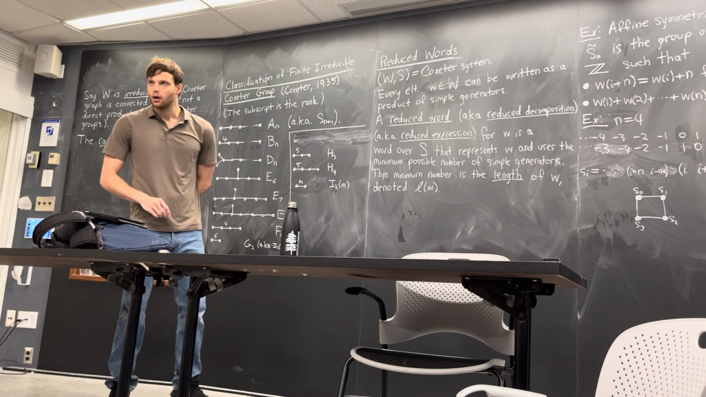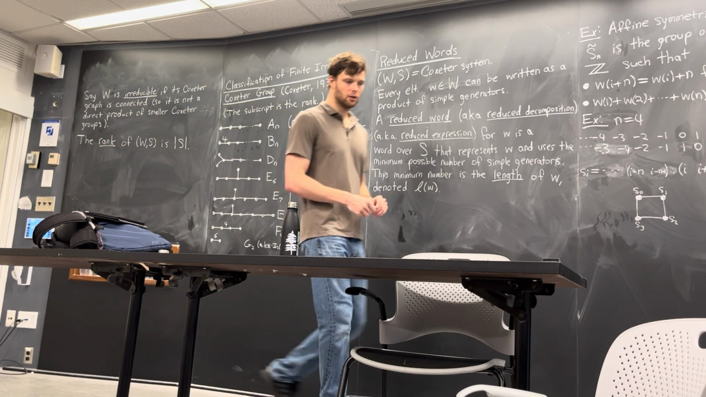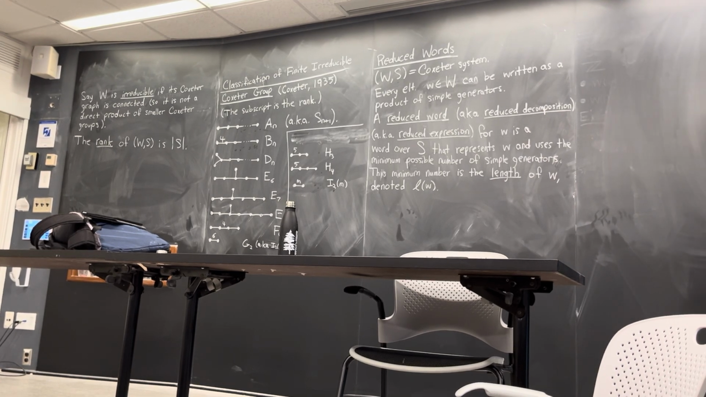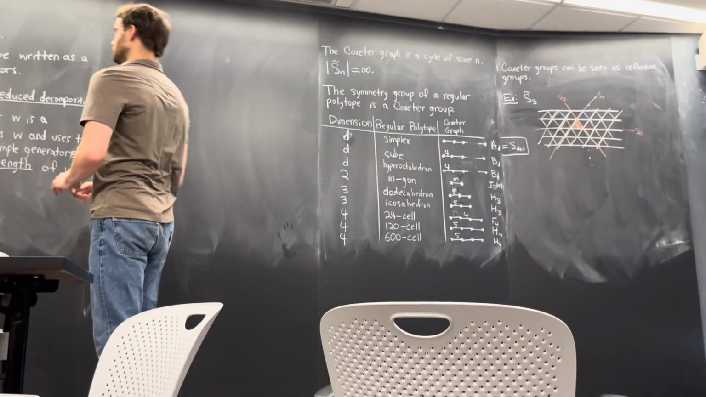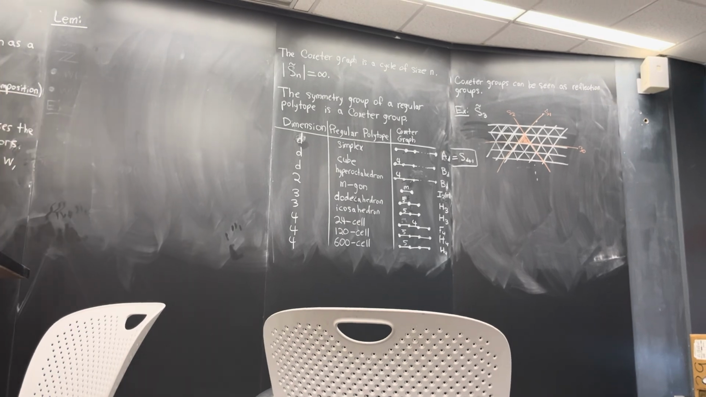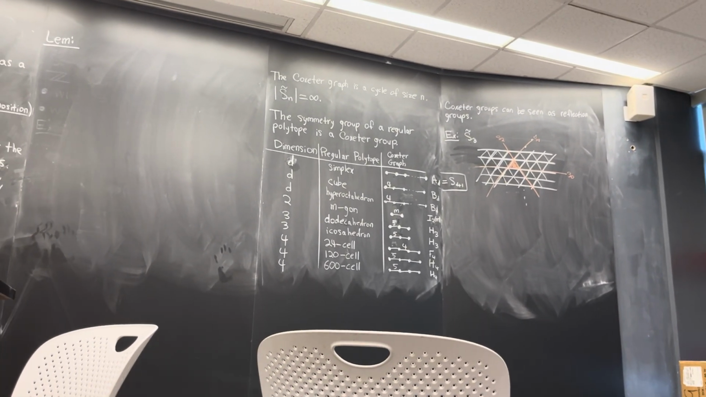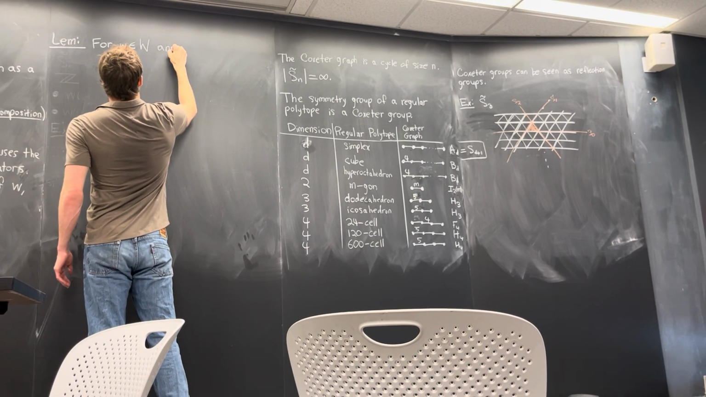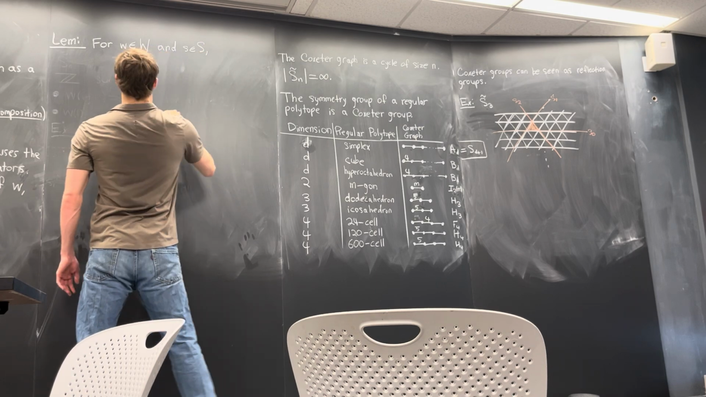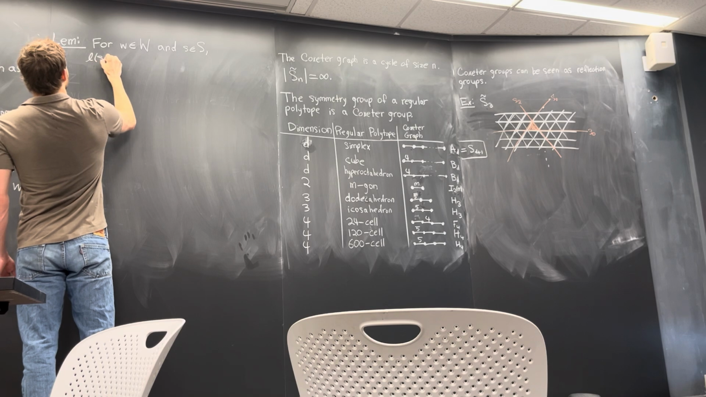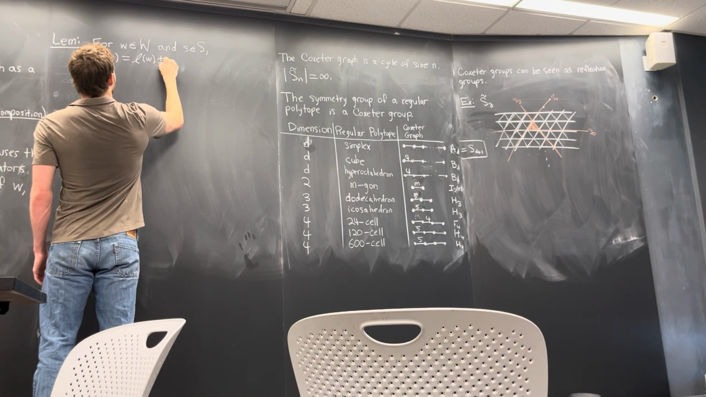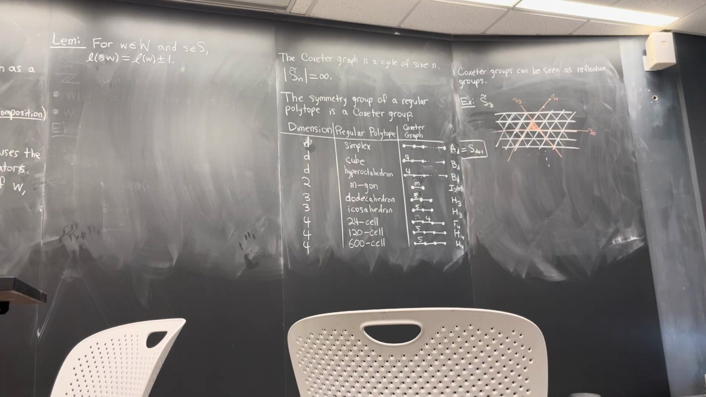So let me state a lemma. So now I guess we're actually starting to prove things. So if you take any element w in W and any simple reflection s, you can look at the length of s times w. And this will be the length of w plus or minus 1. So in other words, when you multiply some element by a simple reflection, the length will either go up by 1 or go down by 1. And here's the proof.